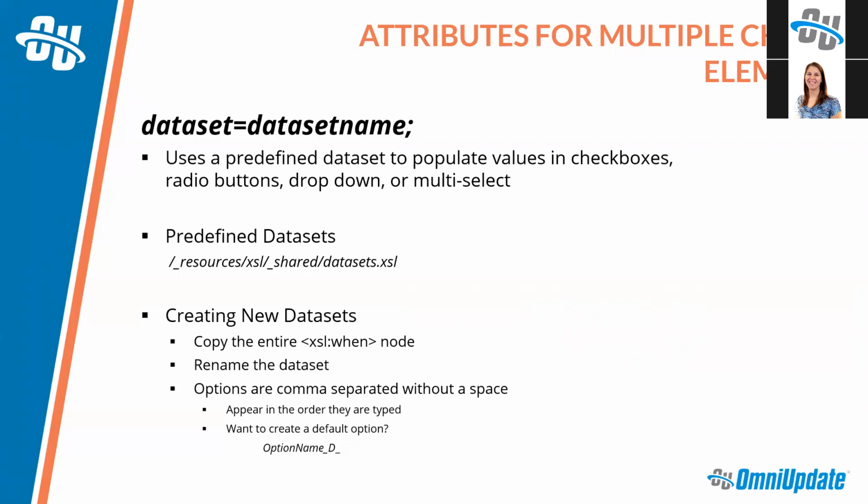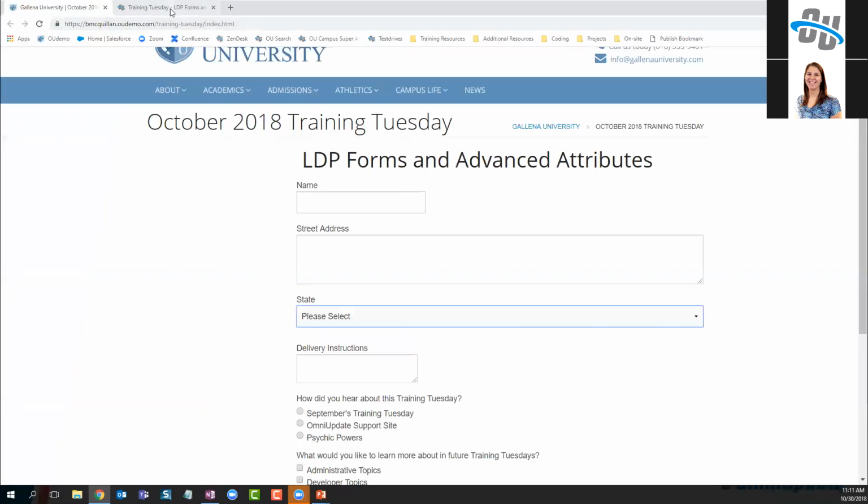A couple caveats when we're talking about adding options. You want to add them in the order that you want them to appear. The system's not doing any logic in the background, so it's not going to alphabetize or organize in any way. So whatever order you want it to appear, that's how you need to have it set up. And then finally, you can have default options by adding an underscore, capital D, underscore at the end of it. So let's jump back inside OU Campus, and I'll show you where those datasets currently live.